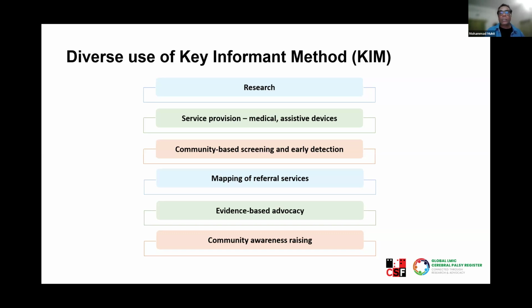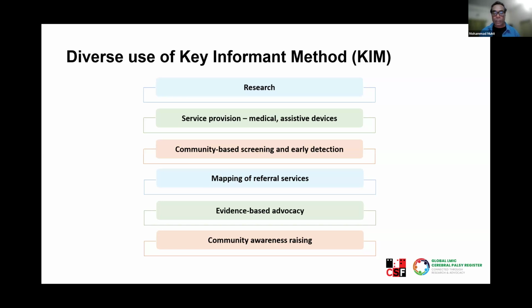And once you get this initial data, that gives you a strong indication about the estimated prevalence. You can calculate the estimated numbers for each locality, each district or sub-district, and that can become a very strong advocacy tool. You can then go to the government ministries, social welfare, health, education, and show your evidence for more services, more research, and more inclusion.